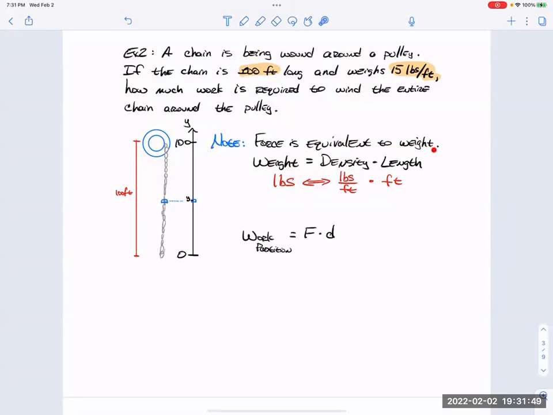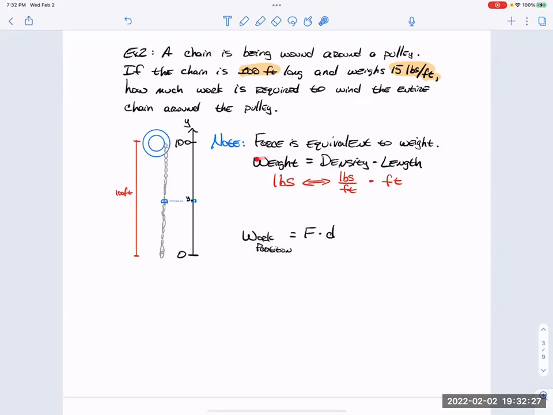Now that's another thing. When you step on a scale and it says you weigh, say, 110 pounds, that's your weight. That's not your mass. We all know that if you go to the moon someday, you're going to weigh less on the moon, because gravity is less, but your mass doesn't change. Your mass on Earth is the same as your mass on the moon, but your weight is changing because of gravity. So weight is a force, so force is equivalent to weight.